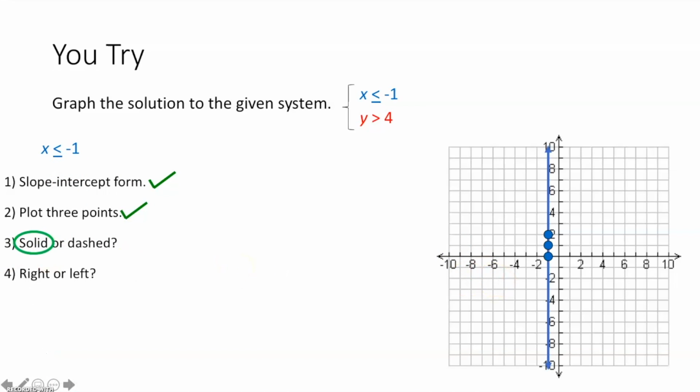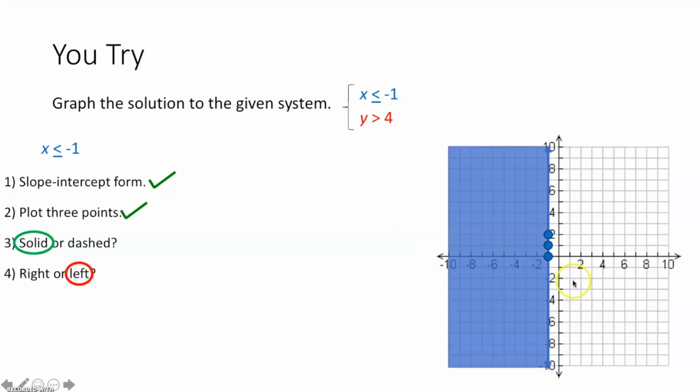And then we decide, are we shading to the right or left? Well, we look up here, we want all x values less than or equal to -1. So we want all the x values less than -1. So we're going to shade to the left of our given line. That means any point in this region and on this line would cause this inequality to be true.